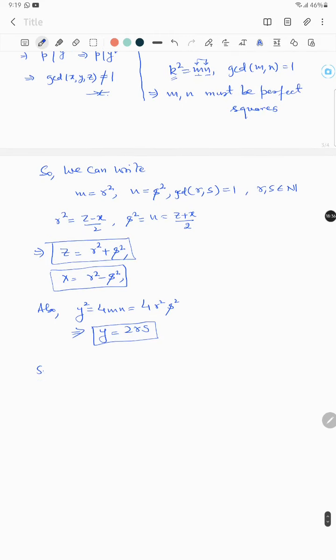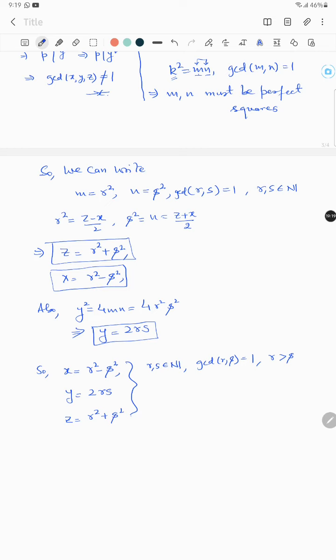So what's the solution? X is nothing but R square minus S square. Y is nothing but 2 times RS. Z is nothing but R square plus S square. Now what is the condition on R and S? R and S both belong to the set of natural numbers with GCD of R and S equal to 1, and here we must take R greater than S, otherwise this X will become negative.